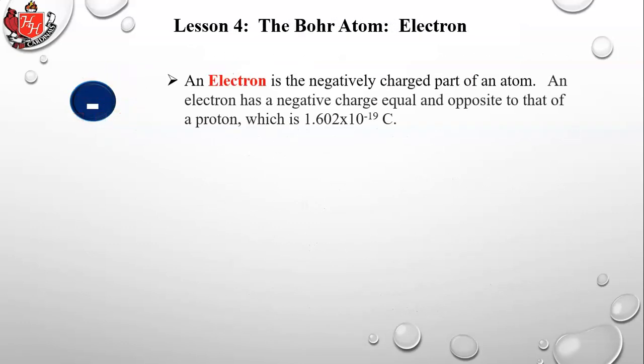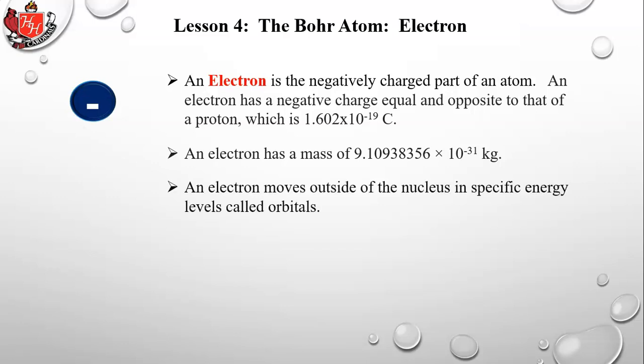An electron is the negatively charged part of the atom. An electron has a negative charge equal and opposite to that of a proton, which is 1.602 times 10 to the negative 19th coulombs. An electron has a mass of 9.1 times 10 to the negative 31 kilograms. An electron moves outside of the nucleus in specific energy levels, called orbitals.